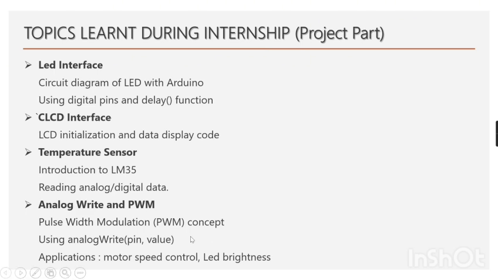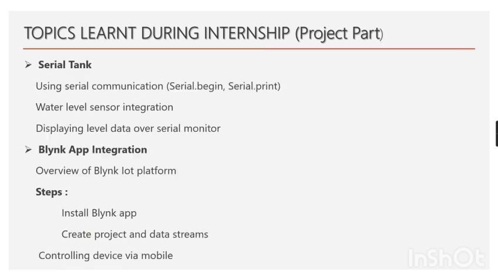We also learned about the PWM, pulse width modulation, concept using analogWrite, and where PWM can be used, like applications such as motor speed control and LED brightness. And the serial tank, which we use for water level sensor integration, displaying level data over the serial monitor. And Blynk app integration: an overview of the Blynk IoT platform, steps to install the Blynk app, create a project and create data streams, and controlling the device via mobile.